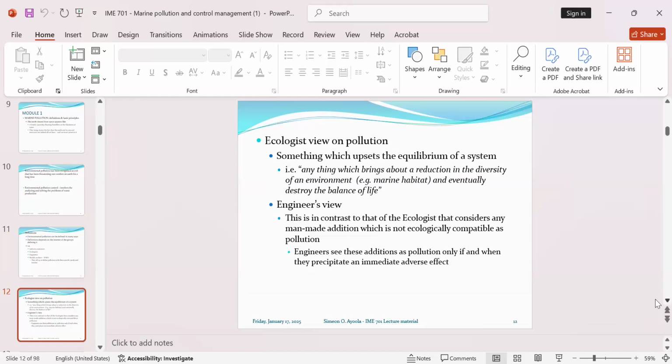Now let's look at the ecological view of pollution. How do they define pollution? They define it as something which upsets the equilibrium of the system. The moment the equilibrium is not balanced, ecologists look at it as pollution. Any little variation in the ecological balance, ecologists will refer to as pollution. So they define it as anything which brings about a reduction in diversity of an environment, that is the marine habitat, and eventually destroys the balance of life.